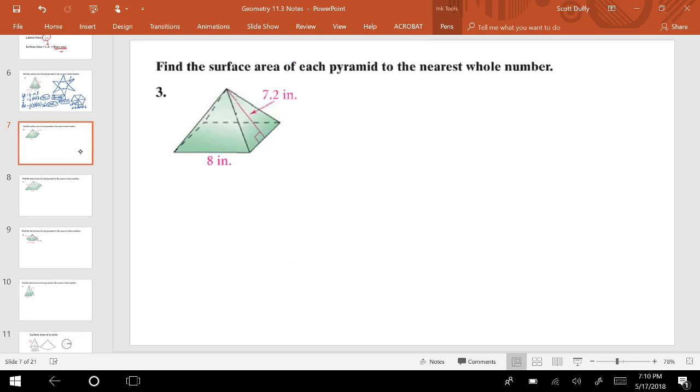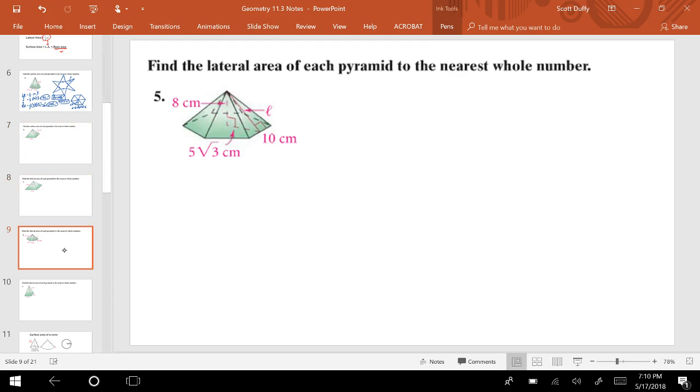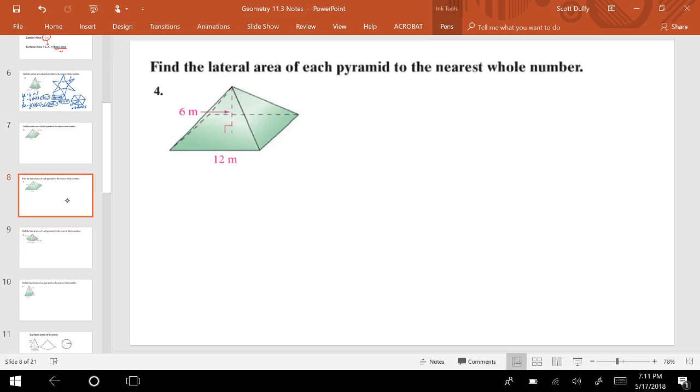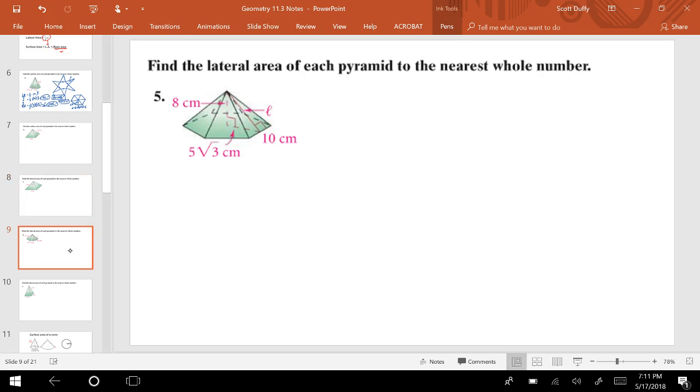I could do more of these, but no need. I'm going to do number 5 with you. You guys go ahead and do number 3 and 4. Here we go.